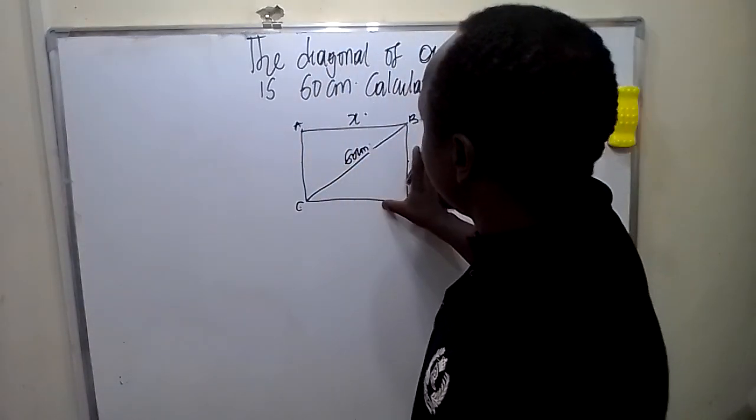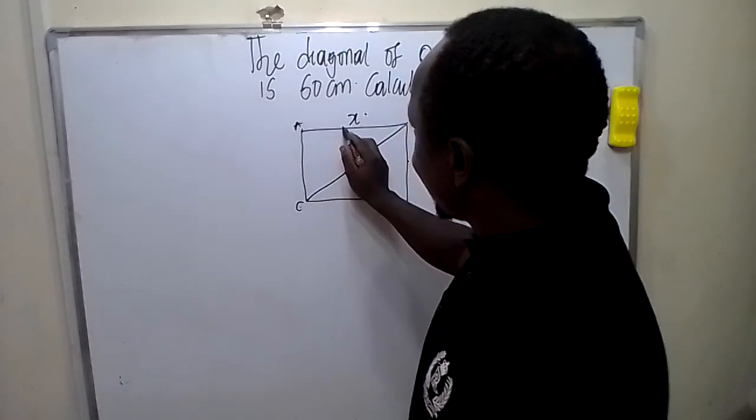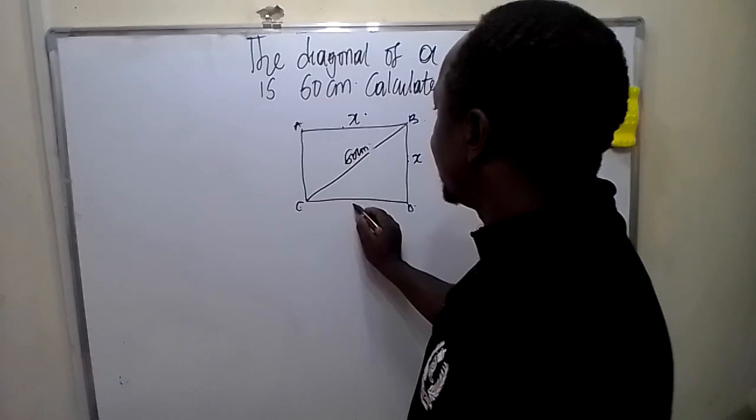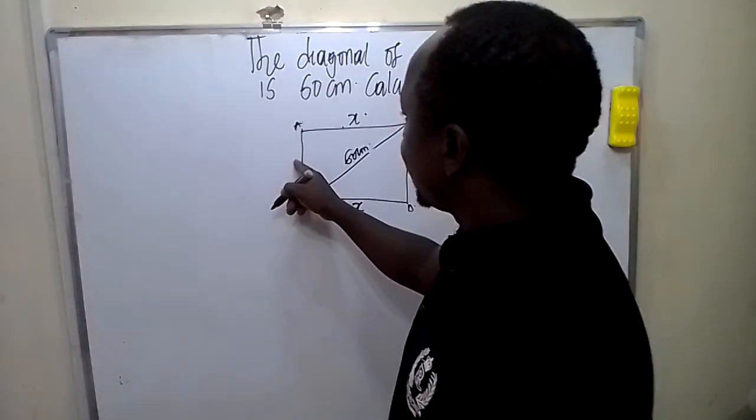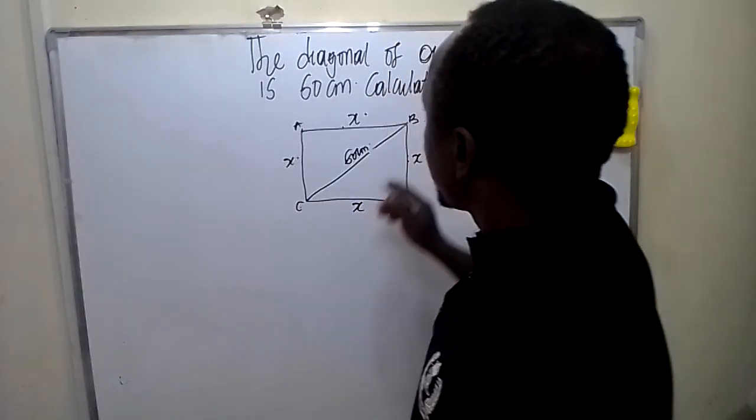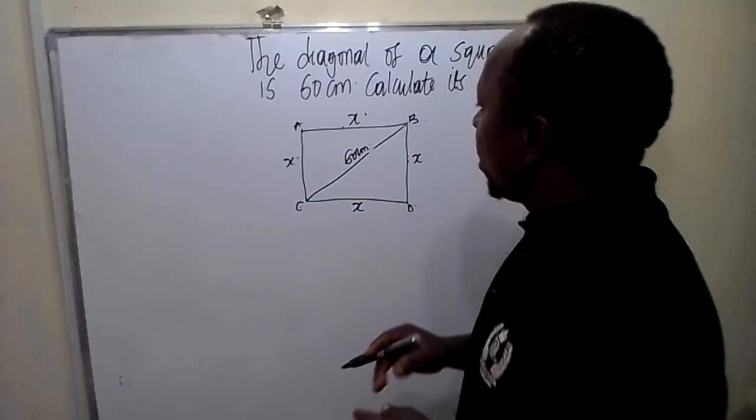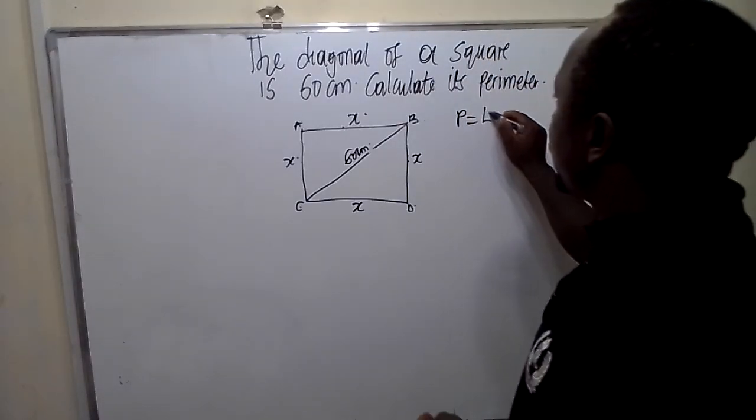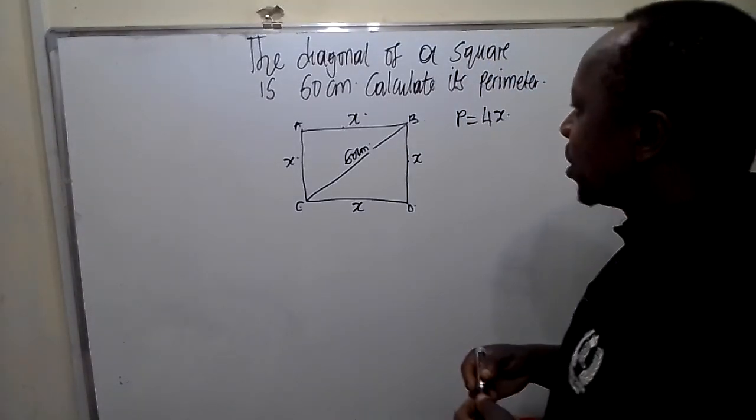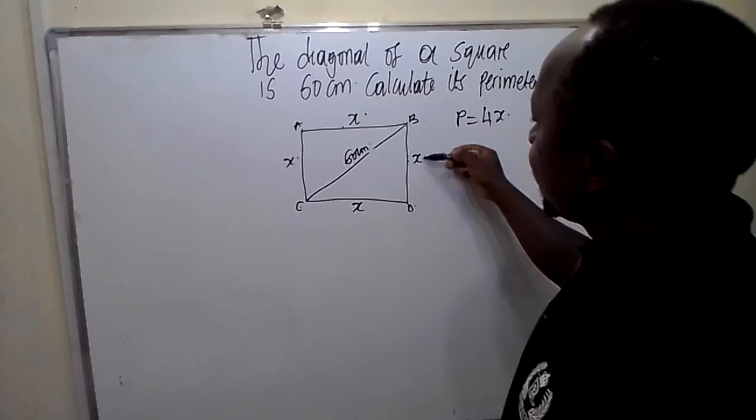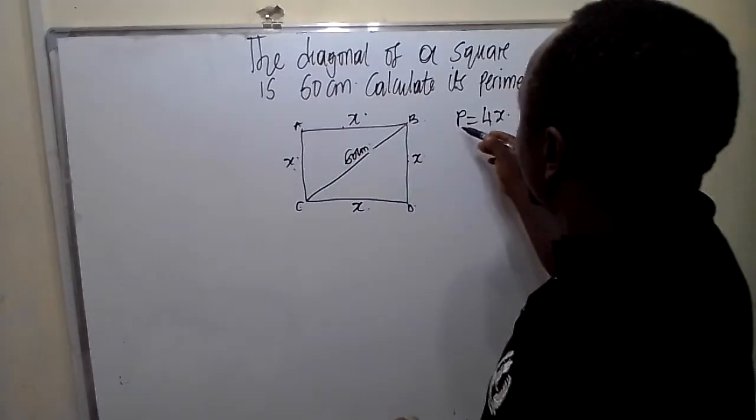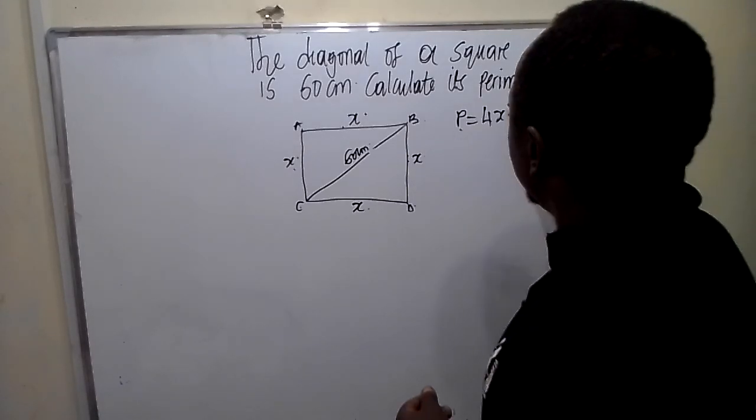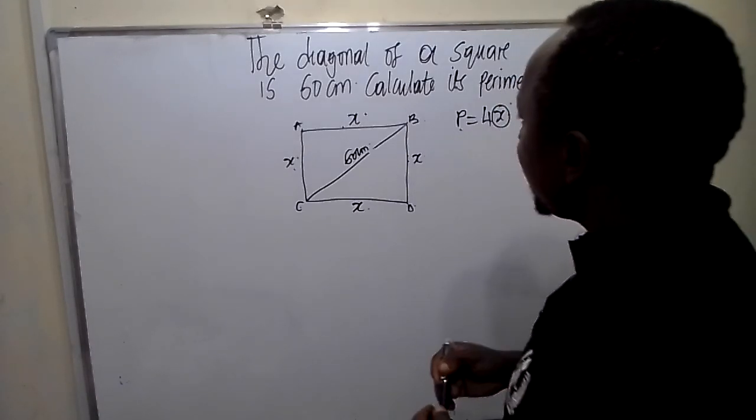Now, this figure is a square. If this side is x, it means this side will be x. It means this side will be x. It means this side will also be x. Now, to calculate the perimeter of this square, the perimeter will be equal to 4x, because x plus x plus x plus x will be equal to 4x. Now, our challenge now is to find the value of x.